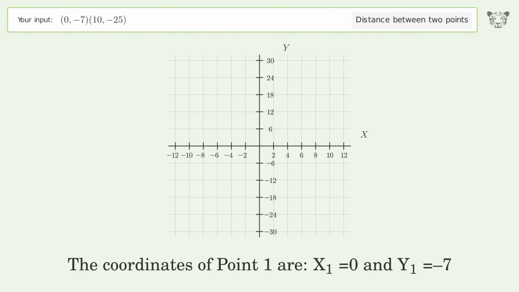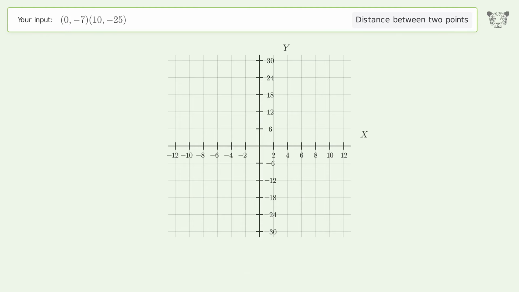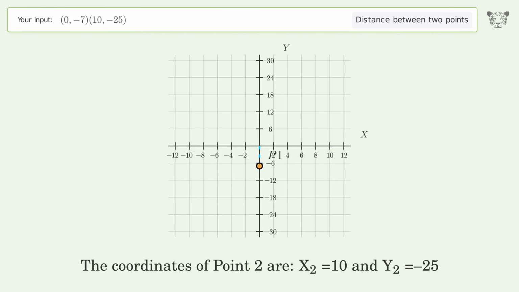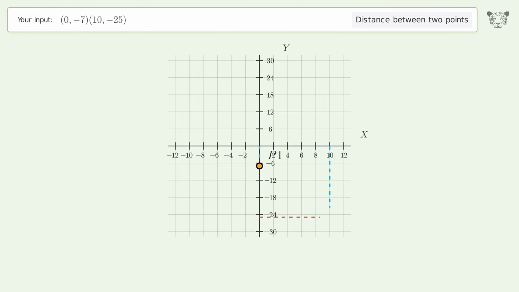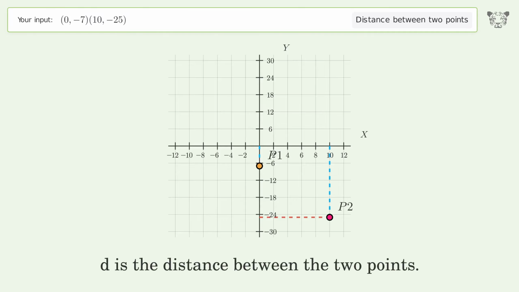The coordinates of point 1 are x1 equals 0 and y1 equals -7. The coordinates of point 2 are x2 equals 10 and y2 equals -25. D is the distance between the 2 points.